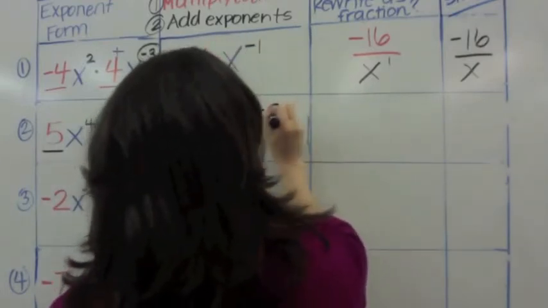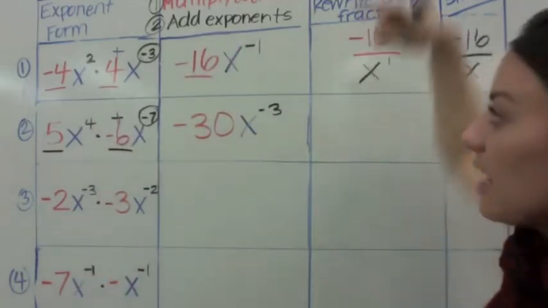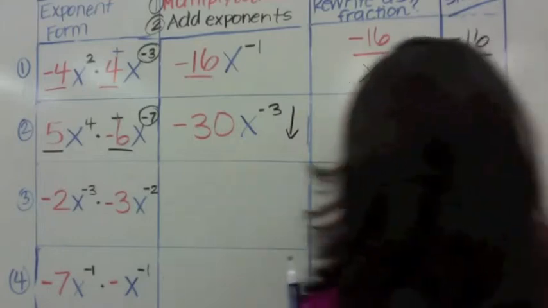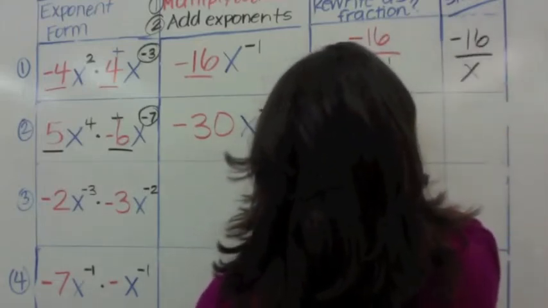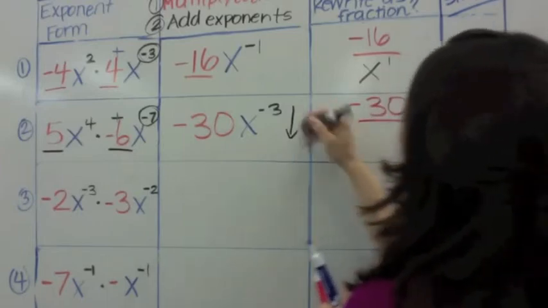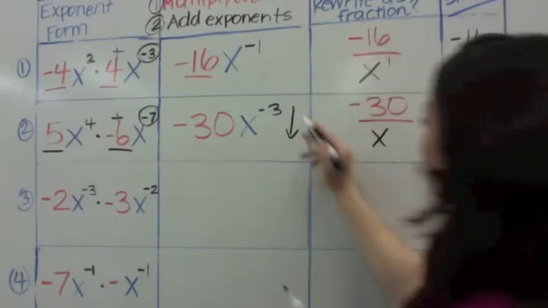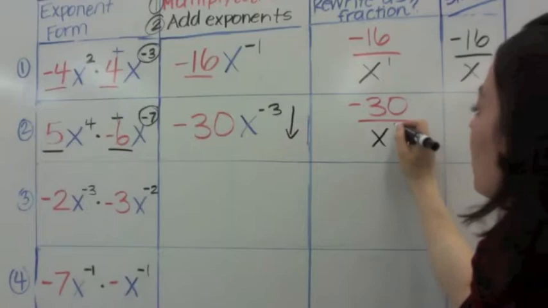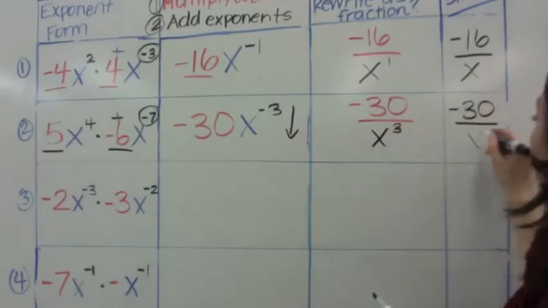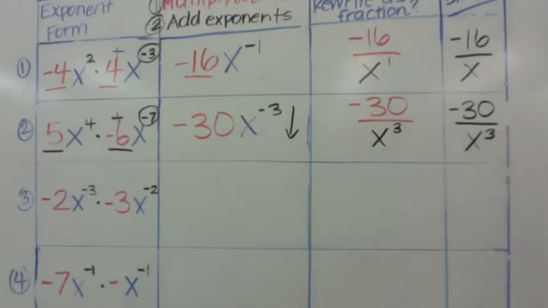Negative 3. Do you have to bring this down? Negative and up, move it down. Yes, you do. So you're going to keep what at the top? You're going to keep the coefficient at the top, which is negative 30 divided by, bring that down, x to the power of not negative 3, positive 3. So you'll rewrite that as negative 30 divided by x to the power of 3. Okay? Let's do 2 more examples.